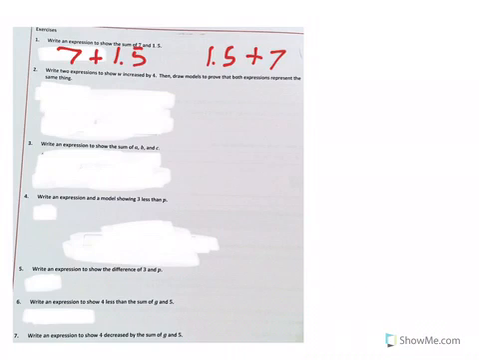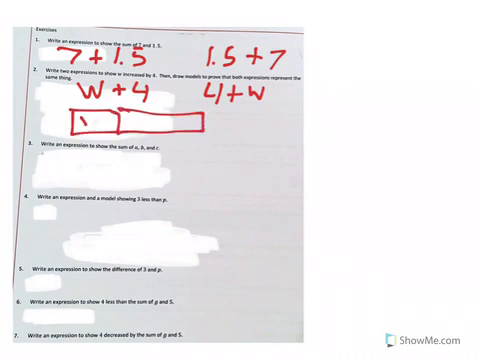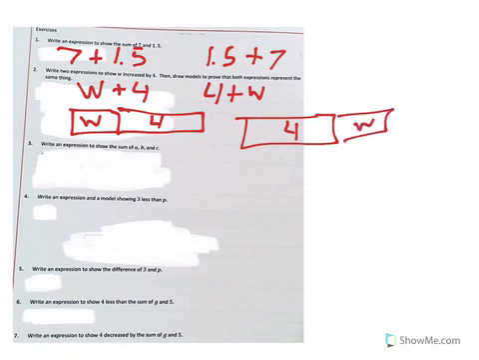Number 2, write 2 expressions to show w increased by 4. If you're increasing by something, you're adding to it, right? And then draw models to show both expressions. So here we know we have w, and then you increase it by 4. That's also going to be the same as 4 plus w. If I have my tape diagram, I know I have w, and then this is going to be 4, right? I'm adding 4 onto it. You could also say 4 and have your w there added onto it, right?